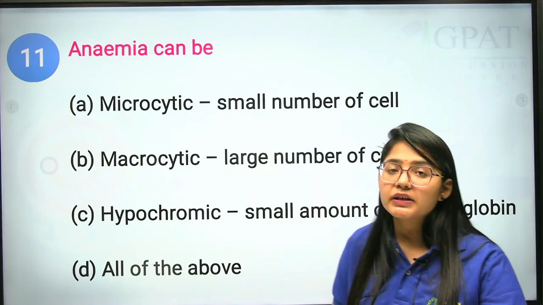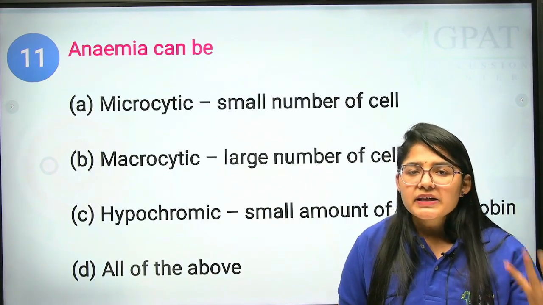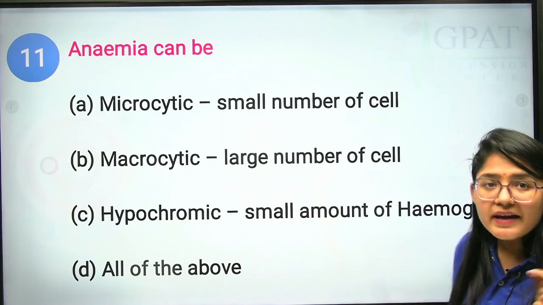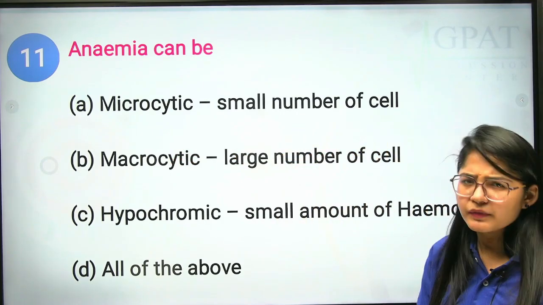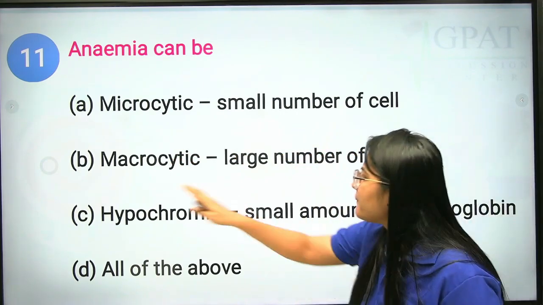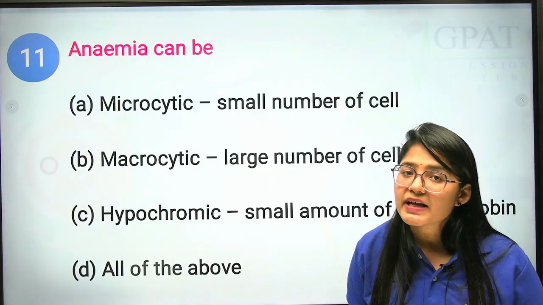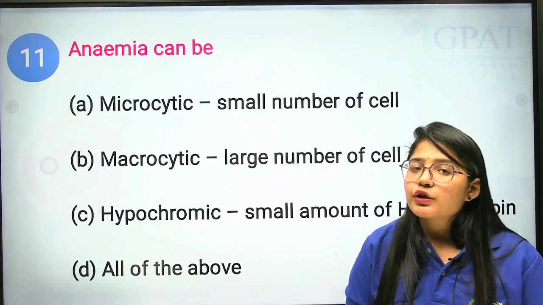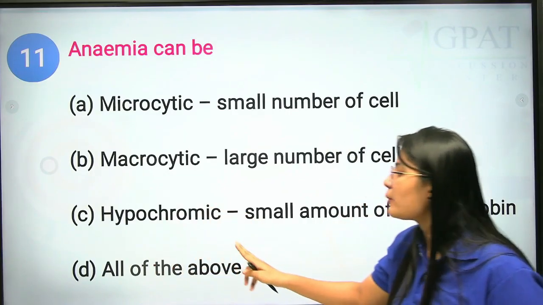What does anemia define? Anemia is, we can say, a deficiency in our red blood cells. Micro means a small number of cells, we can say a little bit. Macrocytic means large number of cells. This is not the answer. If we are talking about a large number of cells, then it could be polycythemia. Clear? Next we have hypochromic.